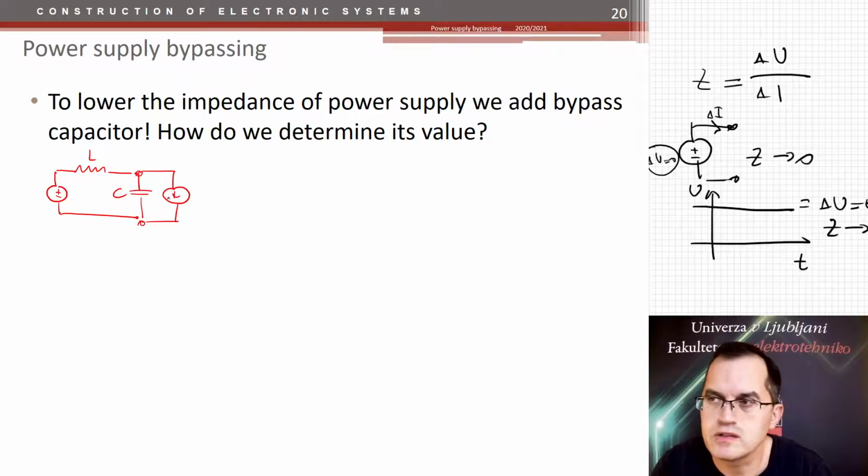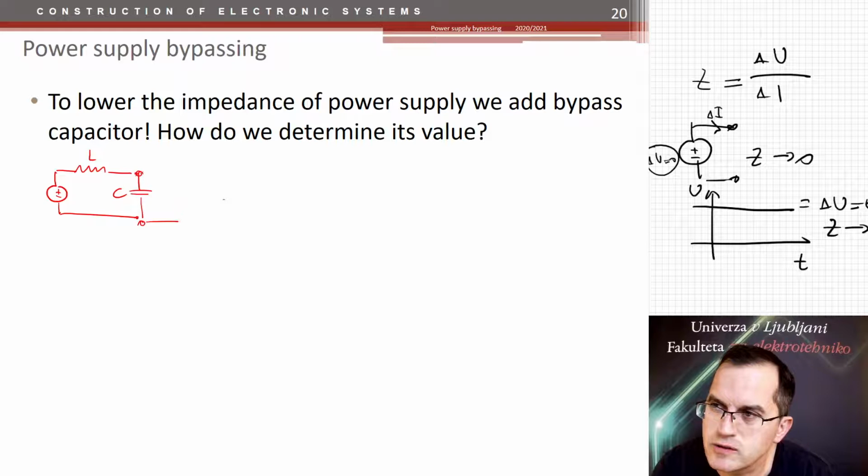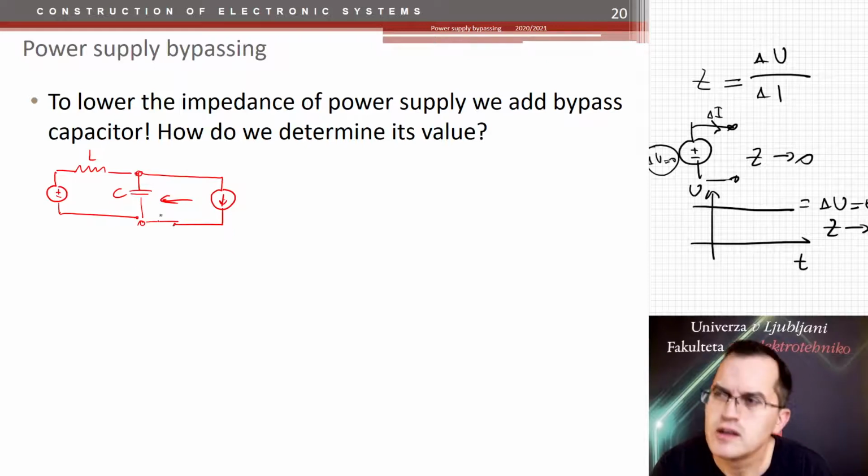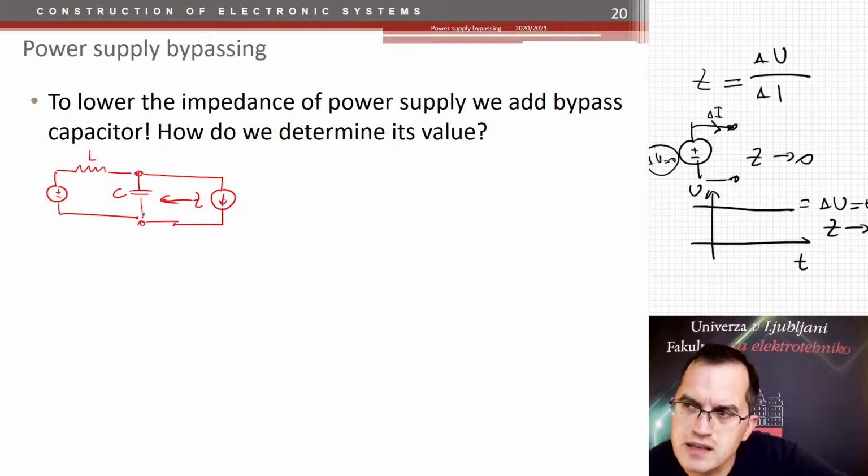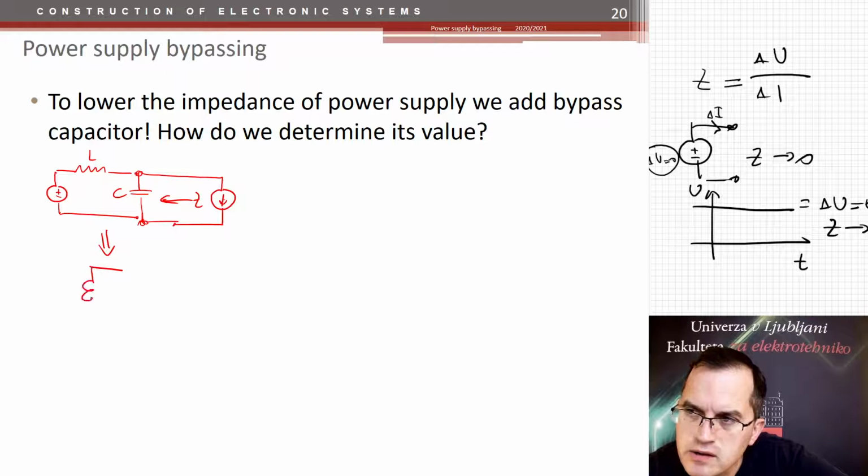Now, what does it do? If you look closely from the side of our load, I will actually draw the load a little bit further away so that I can draw that. If you look from that direction, that load sees these two components as being connected in parallel. So actually, we have a parallel connected LC circuit.